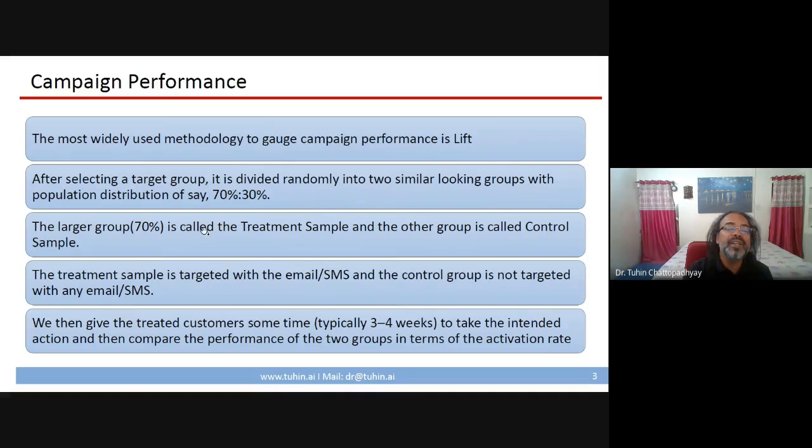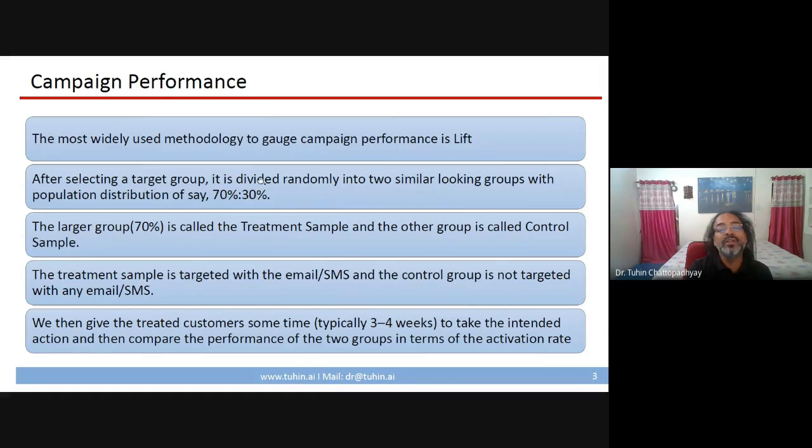In the treatment sample, we give the treatment. What kind of treatment? Like email, SMS. These are the marketing stimuli we give to the treatment group. And in the control group, this kind of treatment is not given. No email, no SMS. Then we give the treated customers, that means persons whom we have sent the email or SMS, around 3 to 4 weeks' time. It even depends on the product. If it is a car, one has to take more time to decide, so we give more time to take the intended action. And then compare the performance of the two groups in terms of the activation rate.